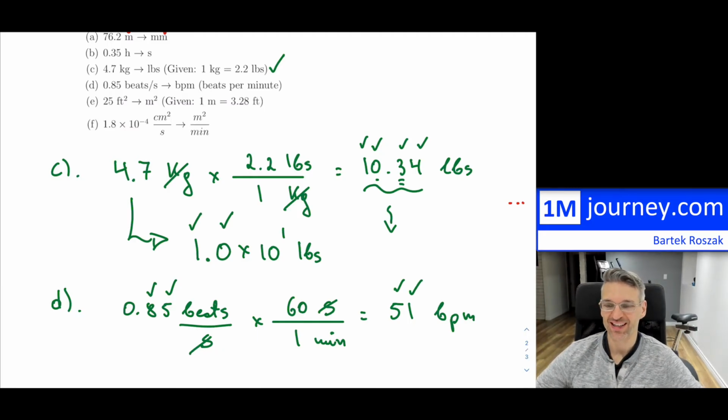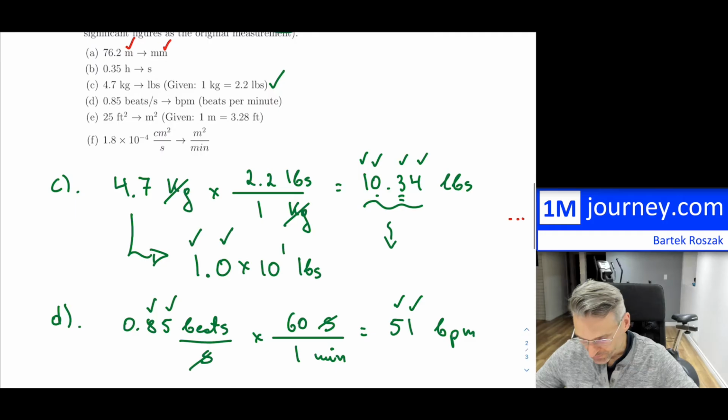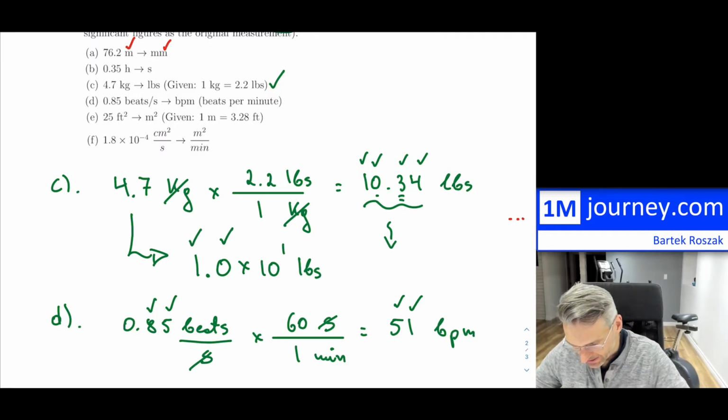51 is really good. Okay, so someone is exercising or is just really lucky to have a 51. Maybe that's a resting heart rate right at wake up for someone who's probably pretty active. Normally people won't have such a low heart rate. All right, so that is D.